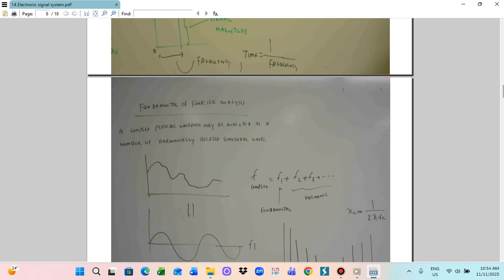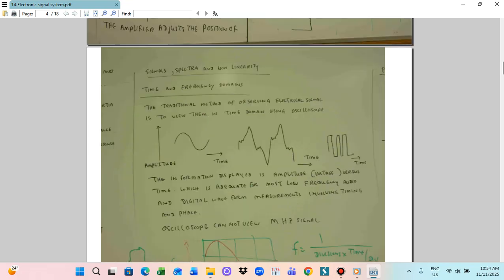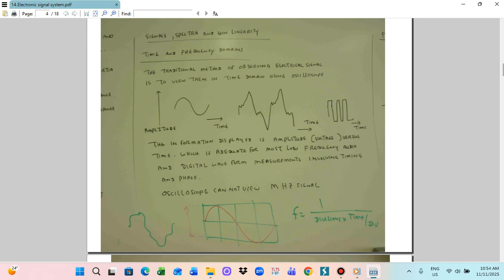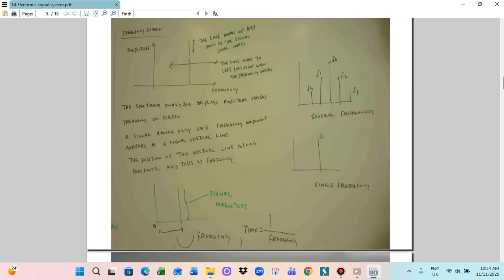So in this case, there are two kinds of analysis methods. One is the time domain method. The time domain method means that we use the oscilloscope. The oscilloscope is the time domain analysis. So in this case, horizontal is the time, vertical is the amplitude. Time domain analysis is suitable for analog signals, low frequency audio and digital waveforms. But when the frequency is very high, megahertz or gigahertz, the oscilloscope cannot follow the signal. So in this case, we have to use the frequency domain.